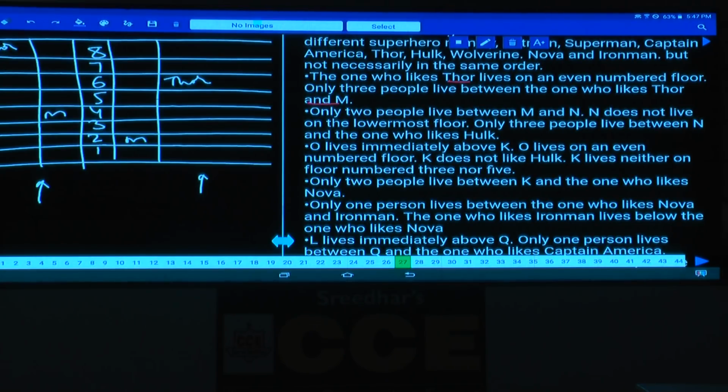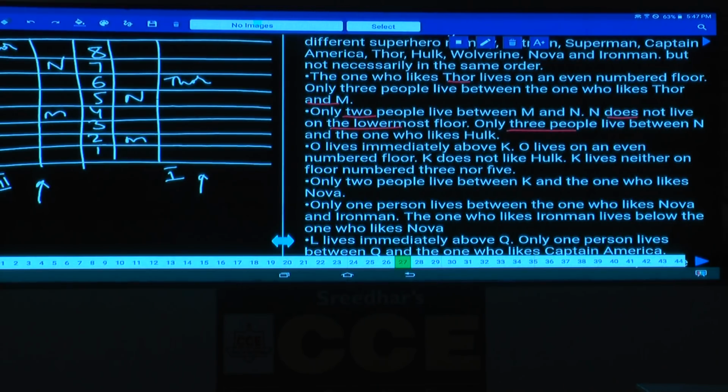2 people live between M and N. As 2 people live between M and N, this is case 1 and this is case 2. 2 people between M and N. 1, 2, N must be on the 5th floor. Here, 1, 2, N can be either here on the 7th floor or N can be on the 1st floor, because 2 people live between M and N. N does not live on the lowermost floor. As N cannot be at this place, N must be on this place, the 7th floor.